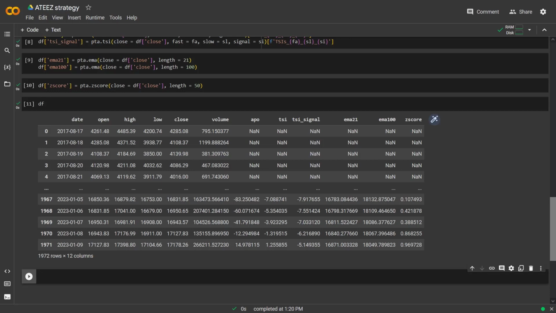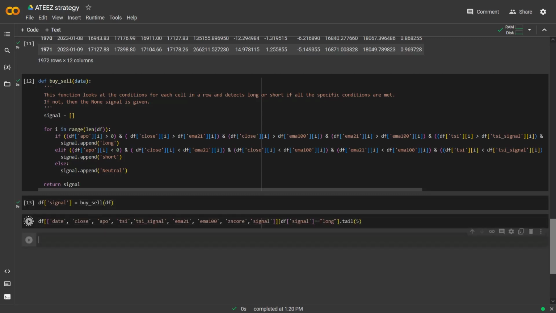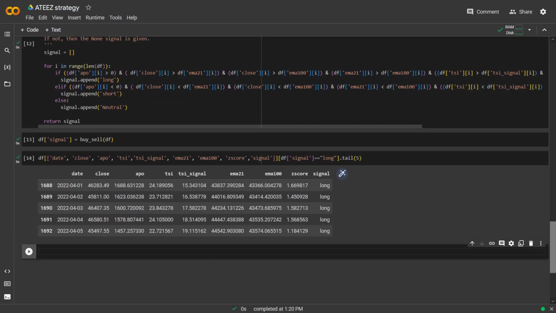To create the long and short signals, I have created a function that detects the conditions for these trades and then shows a signal on what action to take. And this function looks at the conditions for each cell in a row and detects if there are long or short conditions, and if all the conditions are met, then a signal is given. So now I can execute the function and add all the output to the signal column. And then I can check the rows where the signal is to go long. And as you can see, I get the long signals here. So this part of the code looks like it's working.